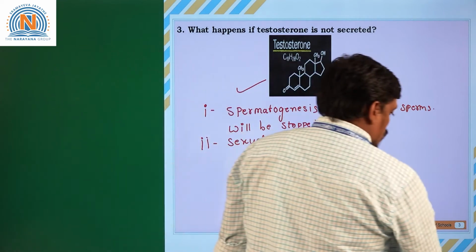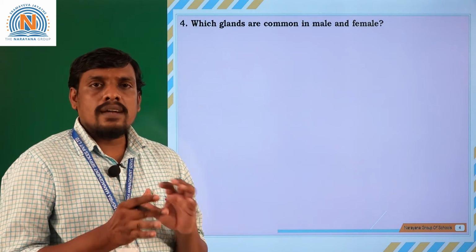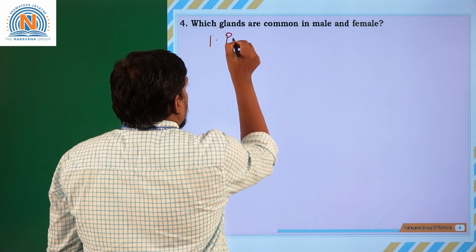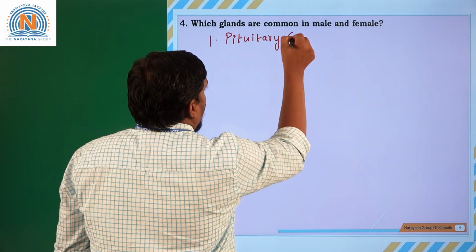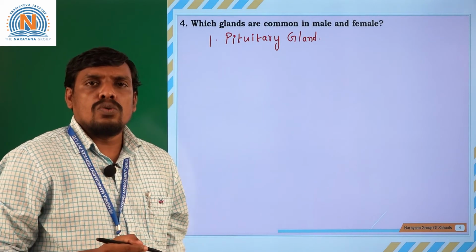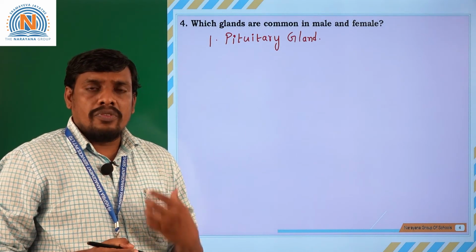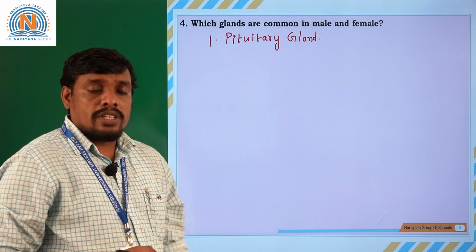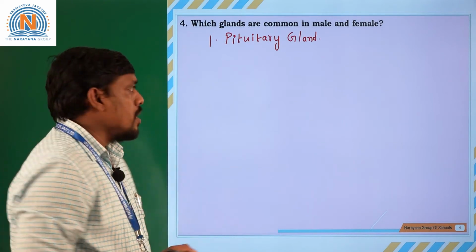Going for the fourth question, students: which glands are common in males and females? First gland is the pituitary gland. What is the pituitary gland? The pituitary gland is called the master gland of the body. Why? Because its hormones control and coordinate other organ systems. That is why the pituitary gland, of which only one is there, is considered the master gland of the body.